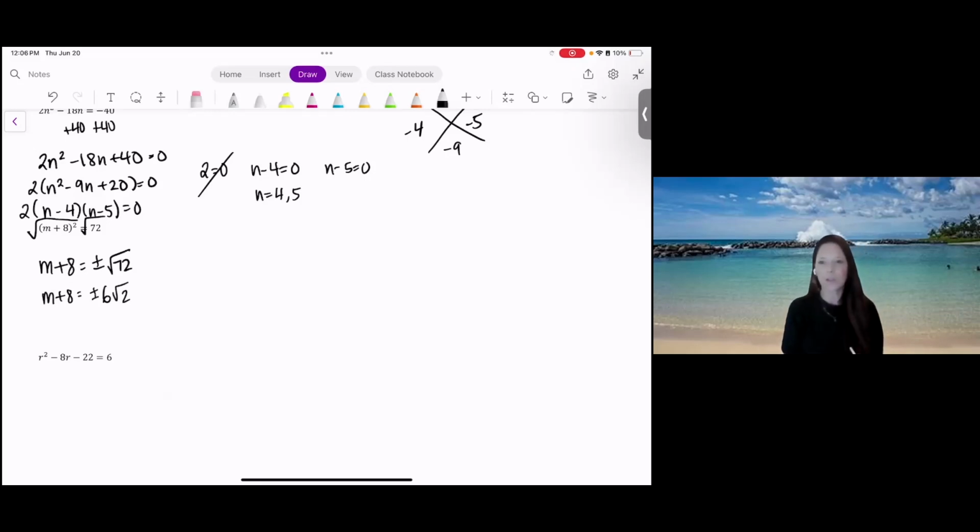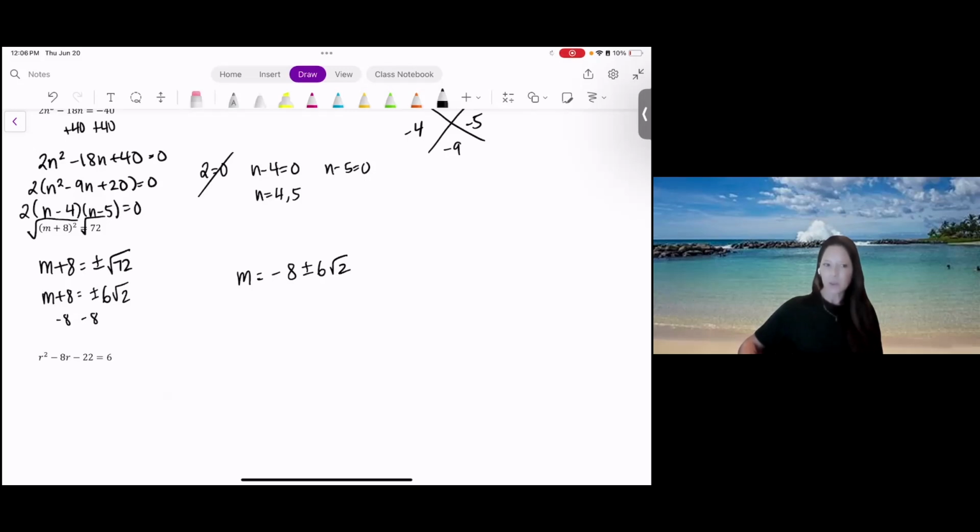I'm not going to turn that into a decimal. I always want exact answers. I don't want to approximate unless I'm told to. I'm going to subtract 8 from both sides. And I'm going to have that m equals -8 plus or minus 6 root 2. You could write plus or minus 6 root 2 minus 8. I like to put the root in the second component.